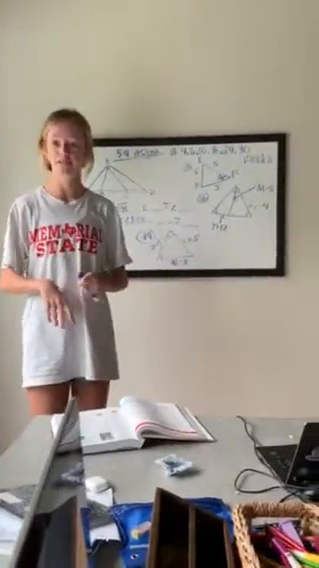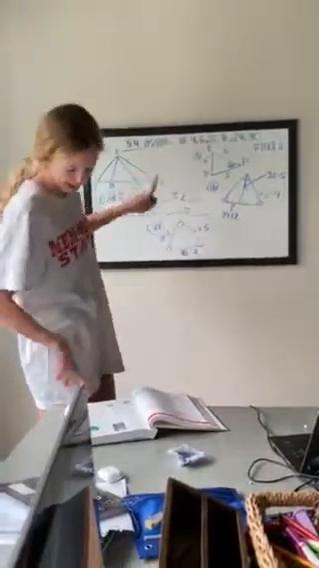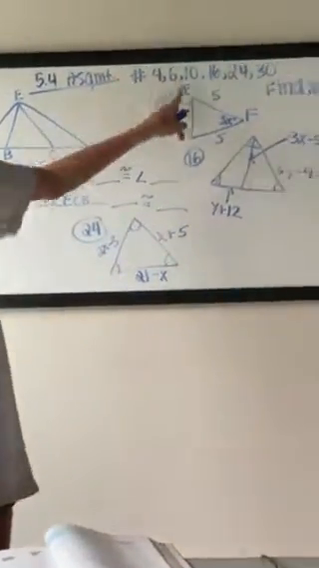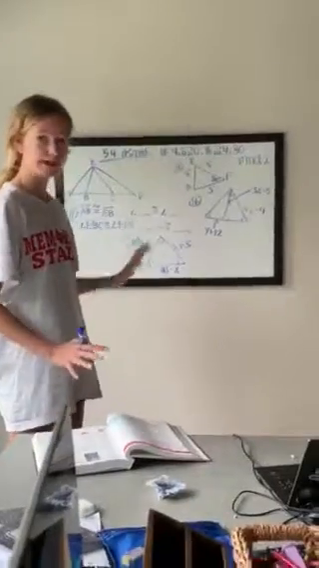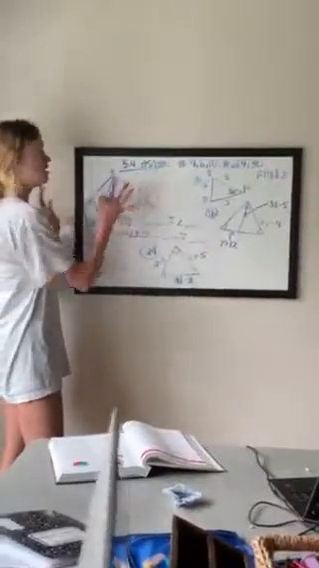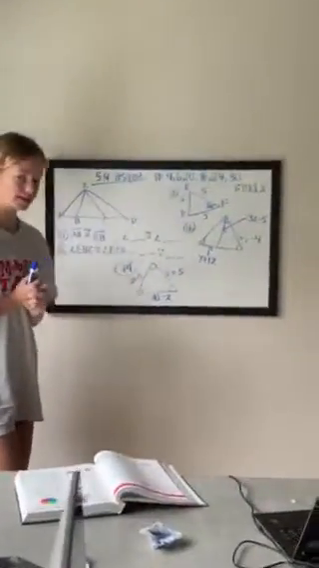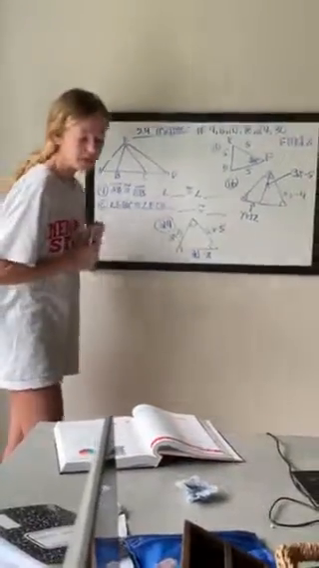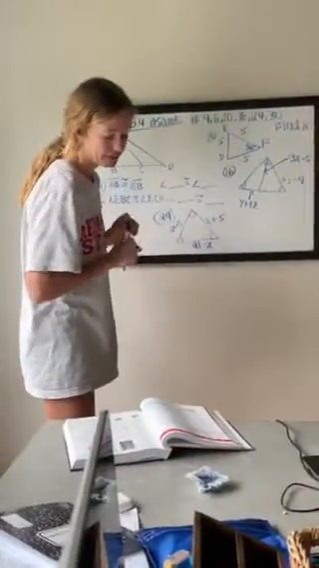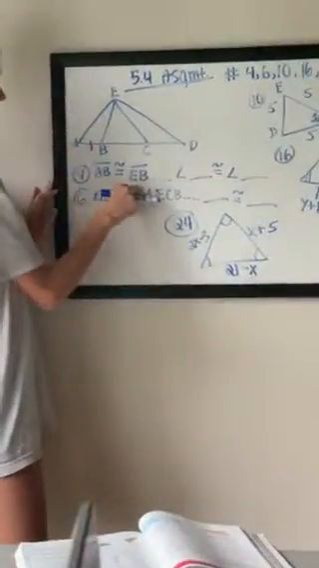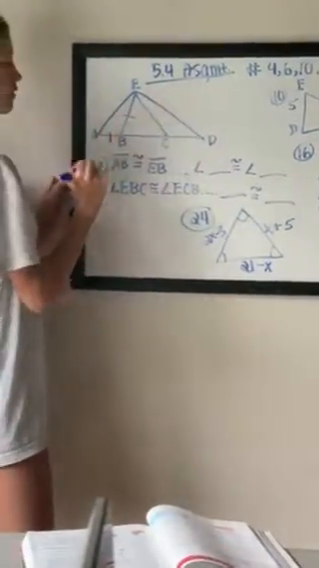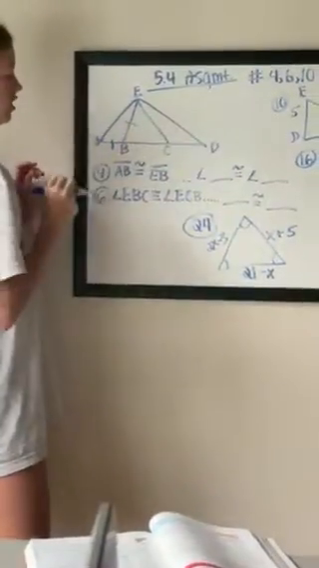Okay, here is your 5-4 assignment. So we are on page 260 and we're working through these questions. The first one is question number 4, and 4 and 6 apply to the same diagram, which is right here. Hard to see, so again, make sure you're looking at the diagram on page 260. And it's basically saying that if segment AB, right here, is congruent to segment EB, right here, then which angles are congruent to each other?